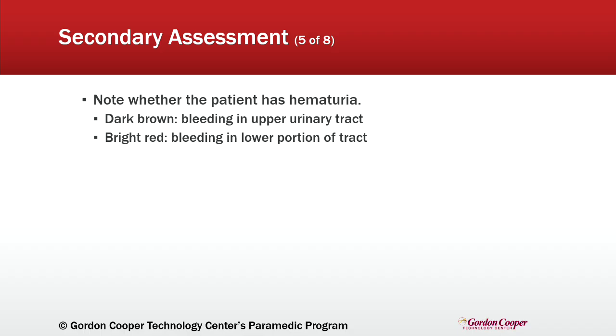You should note whether the patient has hematuria, blood in the urine, which is a sign of injury to the kidneys or the urinary tract. The color of the urine can help you determine the source of bleeding. Dark brown urine suggests bleeding in the upper urinary tract, while bright red suggests that the bleeding is closer to the exit.